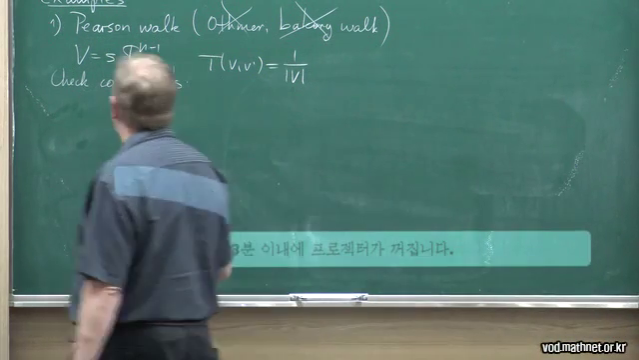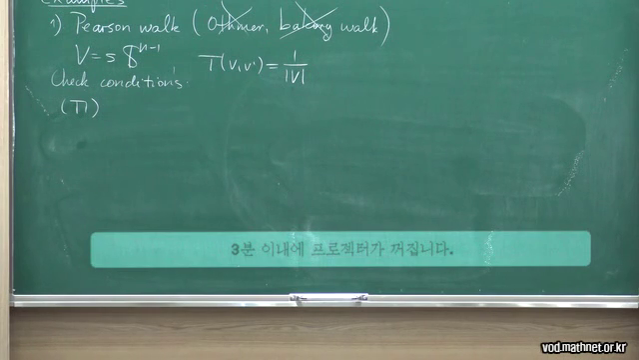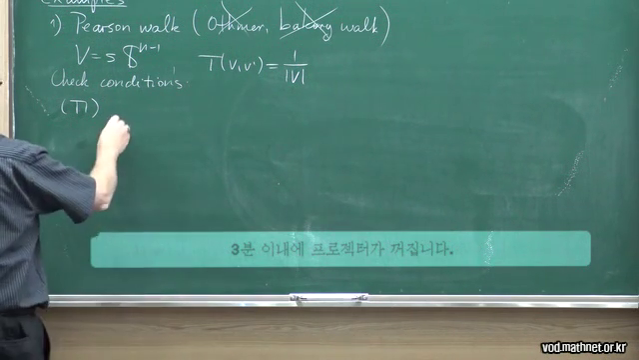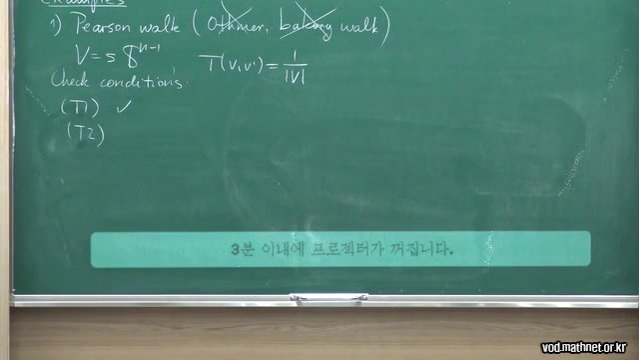It doesn't matter. Okay, so check conditions. T1: who thinks T1 is correct? Just raise your hand. Yeah, T1 is simple, right? You just have these two integrals and it's non-negative, so T1 is okay. T2: who thinks T2 is correct? Okay, so it has a simple argument. So why is T2 correct?